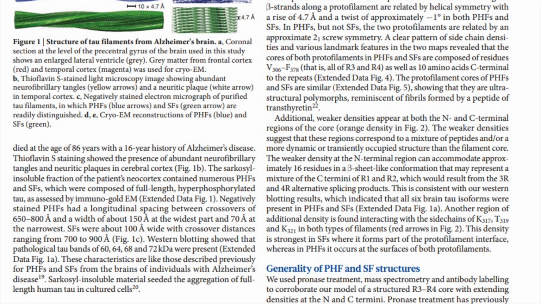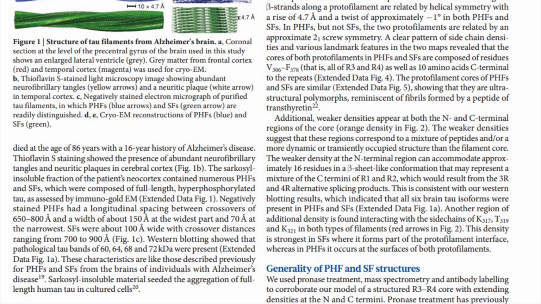Another region of additional density is interacting with the side chains of K317, T319, and K321 in both types of filaments, red arrows in figure 2. This density is strongest in SFs, where it forms part of the protofilament interface, whereas in PHFs, it occurs at the surface of both protofilaments.